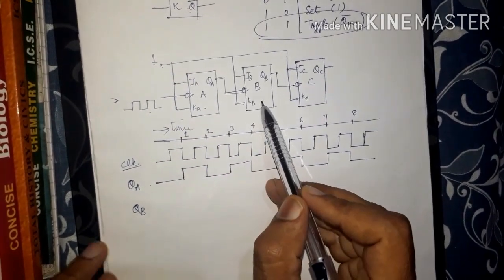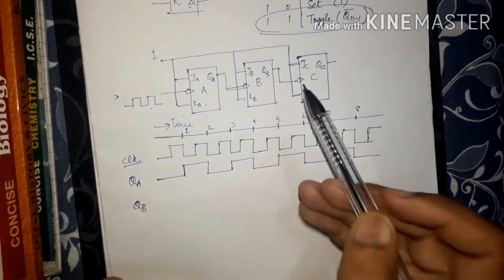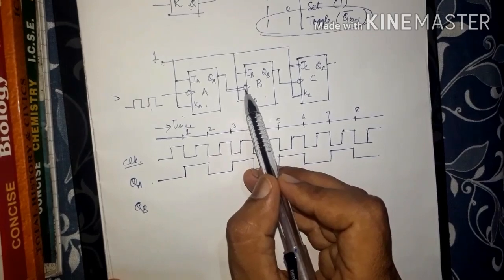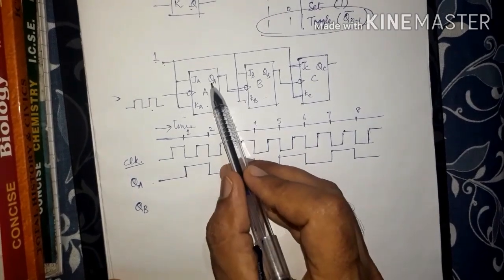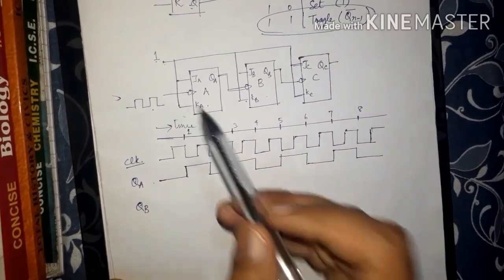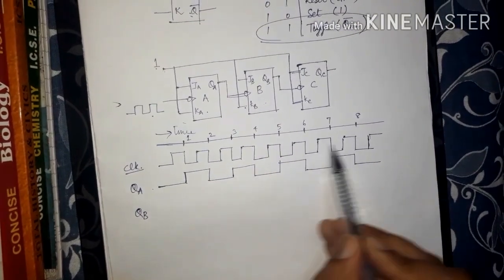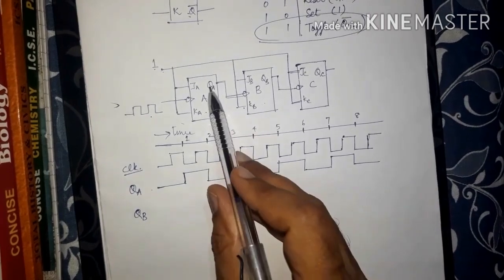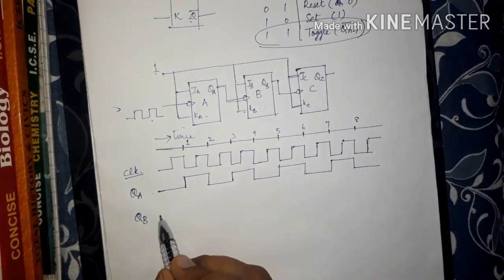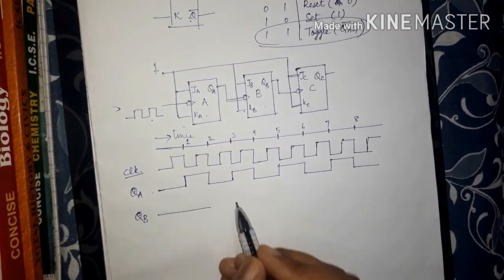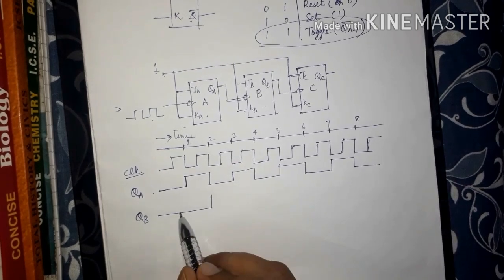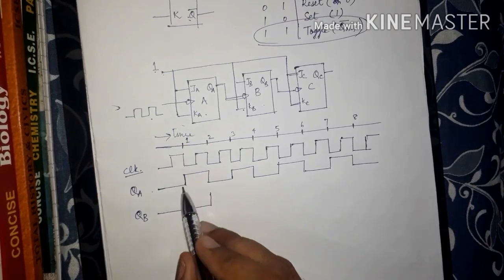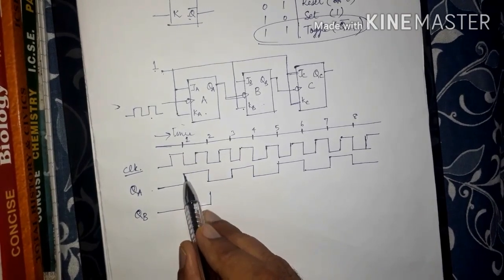So this flip-flop is also in the toggle state and it will toggle at the negative edge, but the negative edge of this pulse, not this pulse. So we will ignore this pulse now, we will focus on this pulse, because QA is feeding to B. I haven't toggled here because this is the negative edge of this pulse, not this. Here it is positive edge.